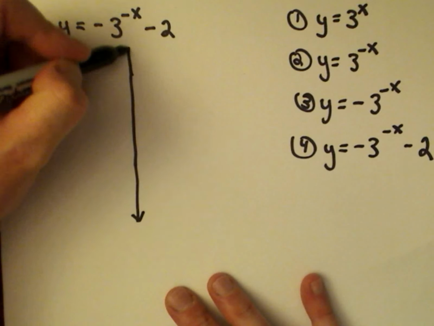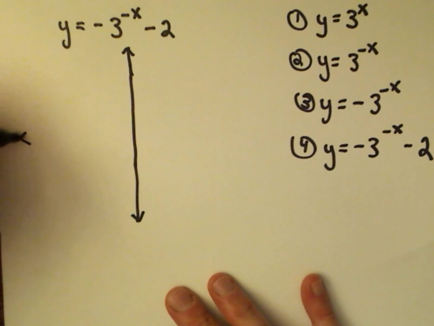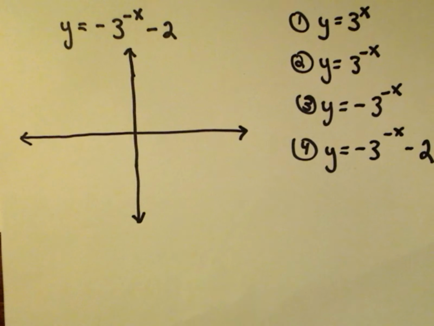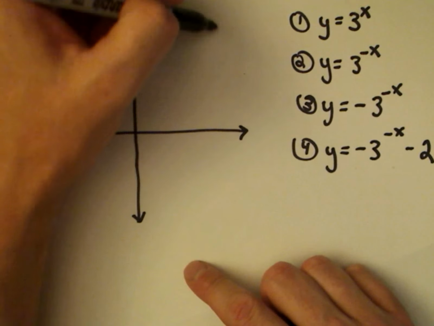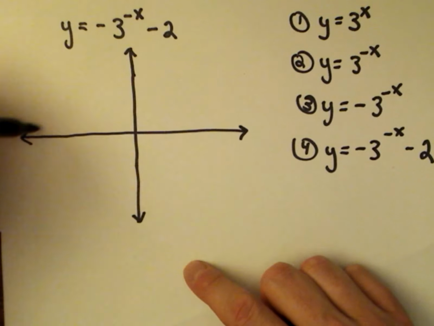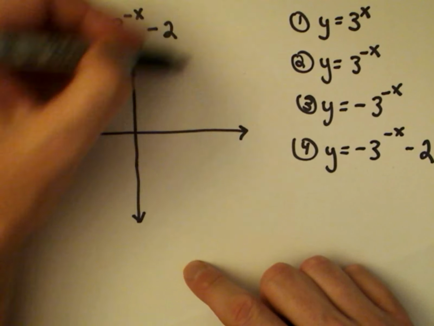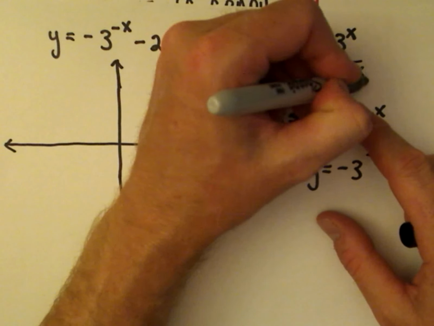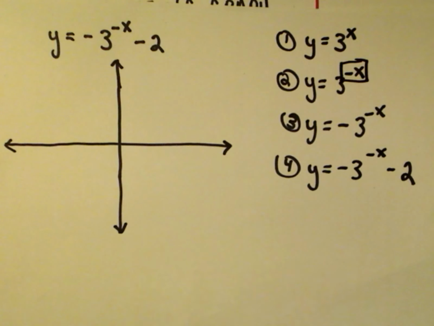You could go through the same argument and plot points, and if you would like to see a more detailed one where I'm plotting points, I'm happy to do that. So 3 to the x still has that basic shape, just like 2 to the x. It gets smaller as you move to the left and larger as you move to the right. The negative x, what effect does that have?